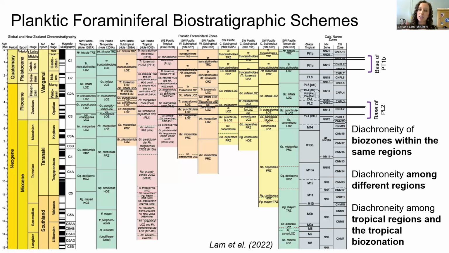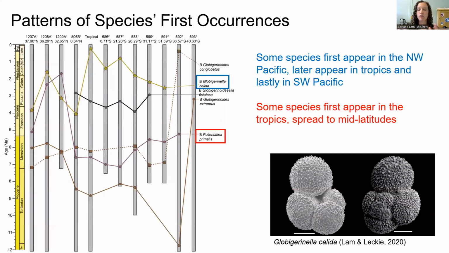So what we're seeing just from this overview of biozones across these sites is diachroneity of biozones within the same regions, diachroneity among different regions, and then diachroneity between our tropical regions in the Western Equatorial Pacific, compared with the dates of datums in the tropical biozonation scheme that is in use today. So now let's dig into these patterns a little more and investigate what's going on.